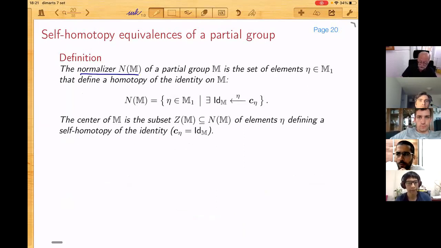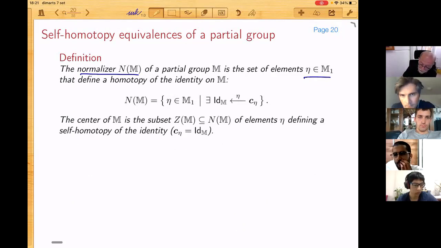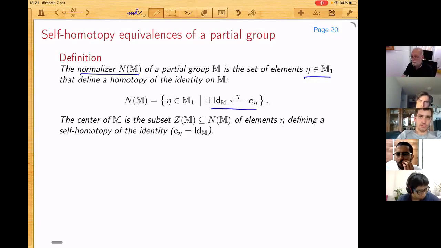If this was a group, the normalizer would be itself. But this is one big difference between groups and partial groups, which are not really groups, right? So this will be the set of elements in M1, I'm talking about one-simplices right now, that define a homotopy of the identity as defined before. So we have a homotopy between the identity and some other map, and this other map is conjugation by eta. So this means elements that define conjugation in the whole, which is extended to the whole partial group, right?